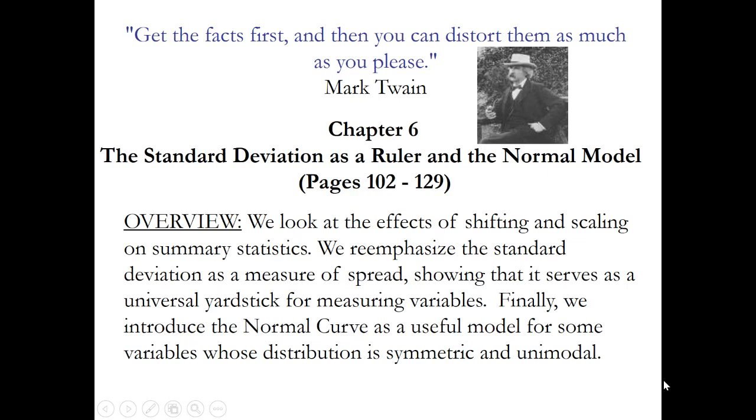All right, so we're back again. Going to start up in Chapter 6 this time. Chapter 6, we're going to talk about standard deviation as a ruler, and we're going to talk about the normal model. We're also going to talk about shifting and scaling summary statistics and what happens if we do that, how we use a standard deviation to measure spread, and we're going to talk about the normal curve as a model that we can use when we're talking about statistical data.